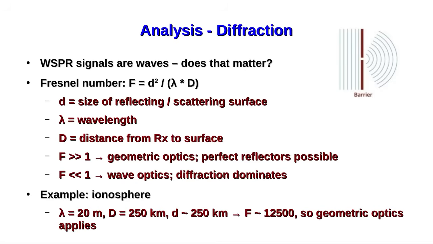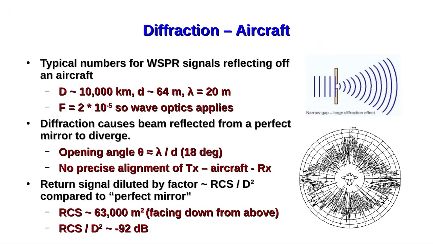As an example, consider a whisper signal in the 14 MHz band, the most common frequency in the whisper database, reflecting off the F layer of the ionosphere, which is at an altitude of approximately 250 kilometers. The Fresnel number is over 12,000, so one can treat the ionosphere as a perfect mirror using geometric optics, and indeed that is what is normally done. For reflection or scattering off an aircraft, however, the situation is quite different. The length of a 777 is 64 meters, while the distances at issue are much larger, often of order 10,000 kilometers or more. The Fresnel number in this case is only 2 parts in 10 to the 5, so wave optics applies.